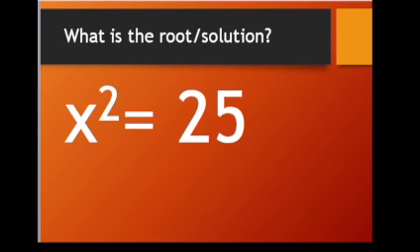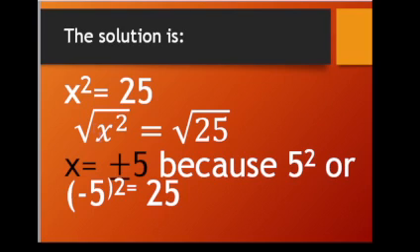So we will apply extracting the square root for this. We need to get the square root of the left side of the equation and the right side of the equation. The square root of x squared is x, and the square root of 25 is positive and negative 5, because 5 squared or negative 5 squared is 25. Therefore, the solution is positive and negative 5.